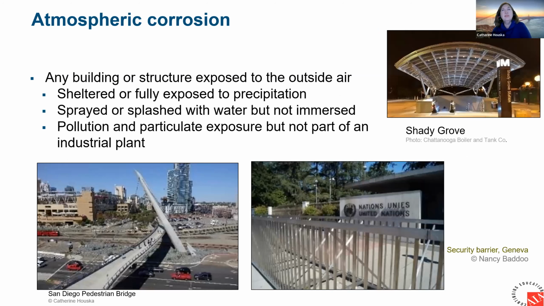Here are a few examples of applications exposed to atmospheric corrosion. Really, any building or structure exposed to outside air, whether it's sheltered in some way or fully exposed, sprayed or splashed with water, but not immersed, exposed to pollution, but not part of an industrial product line, is generally an atmospheric application.